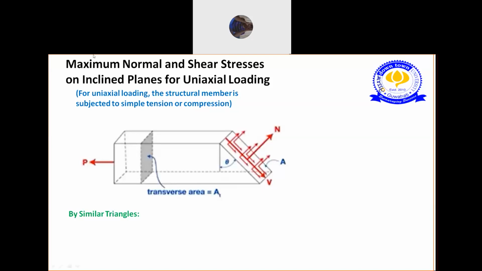In the last class, we found just normal stress and shear stress, right? Now we'll find the maximum normal stress and shear stress on the inclined plane.